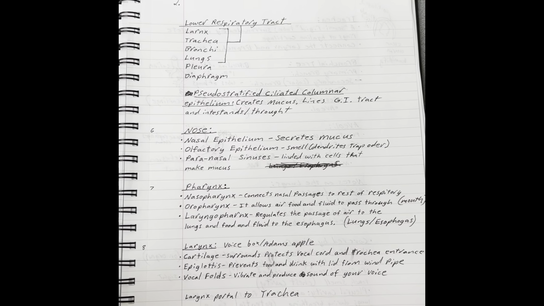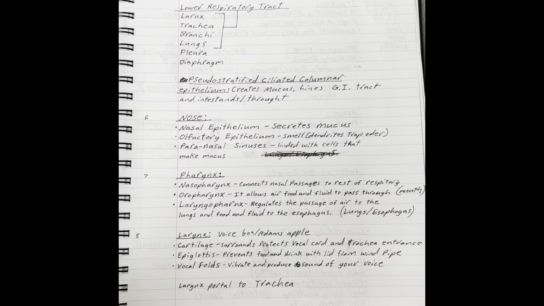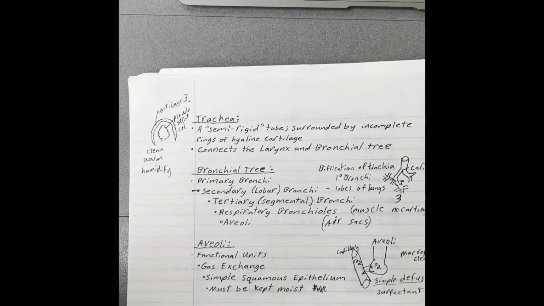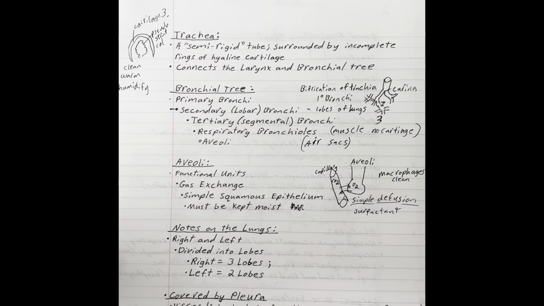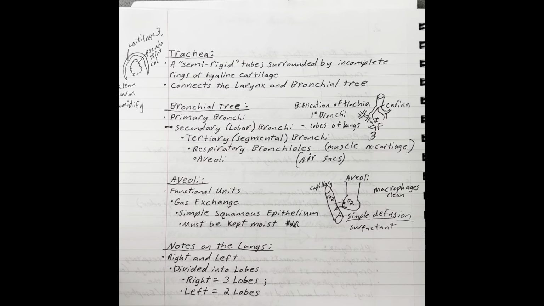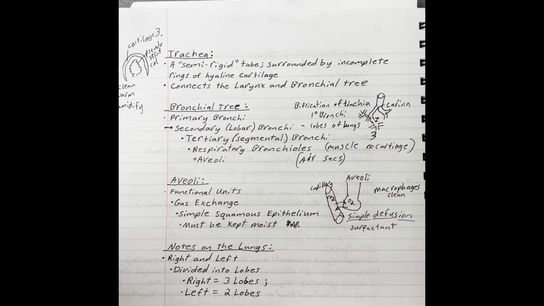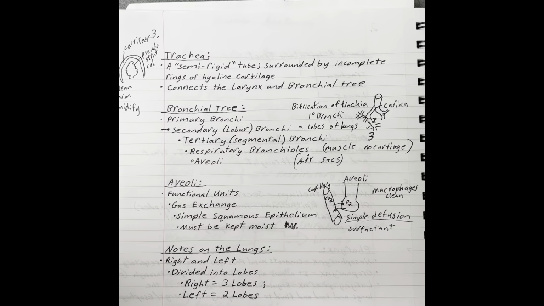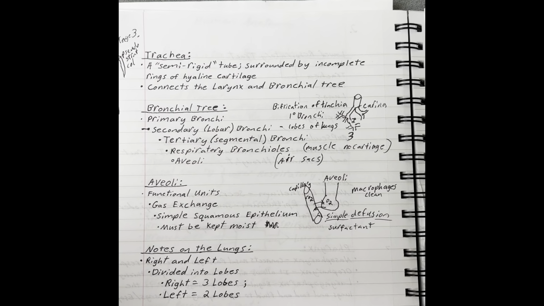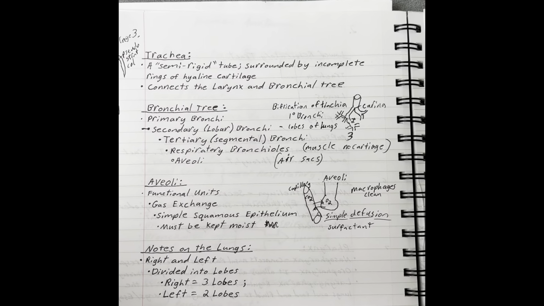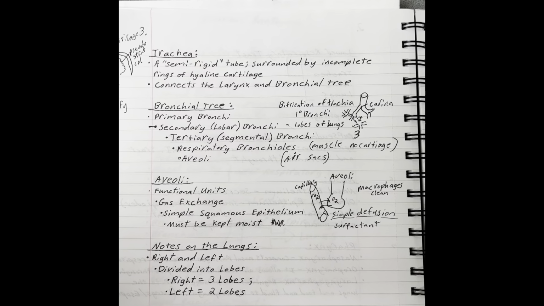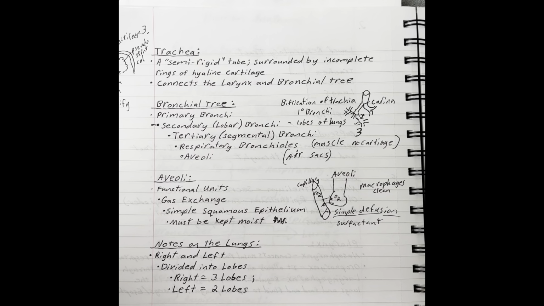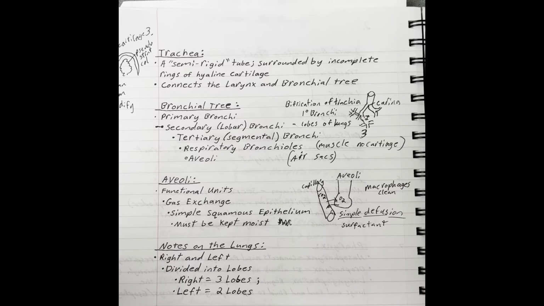Larynx is the portal to the trachea. Trachea, a semi-rigid tube surrounded by incomplete rings of hyaline cartilage. The inside of the trachea is lined with pseudostratified ciliated columnar epithelium, which creates mucus.